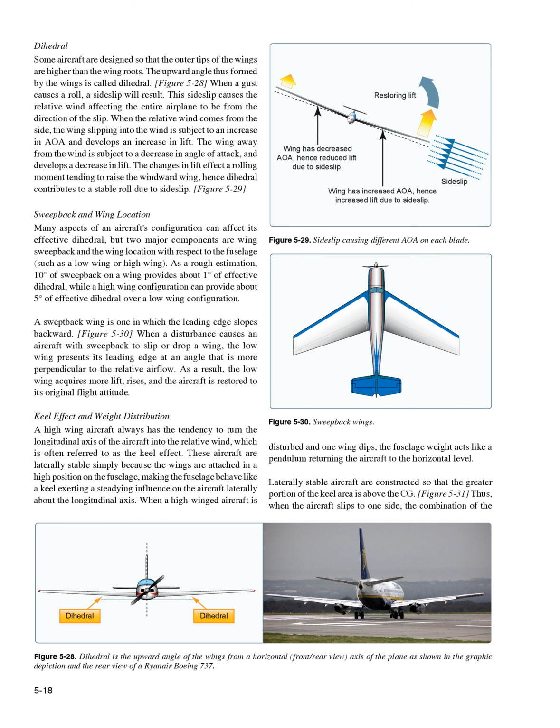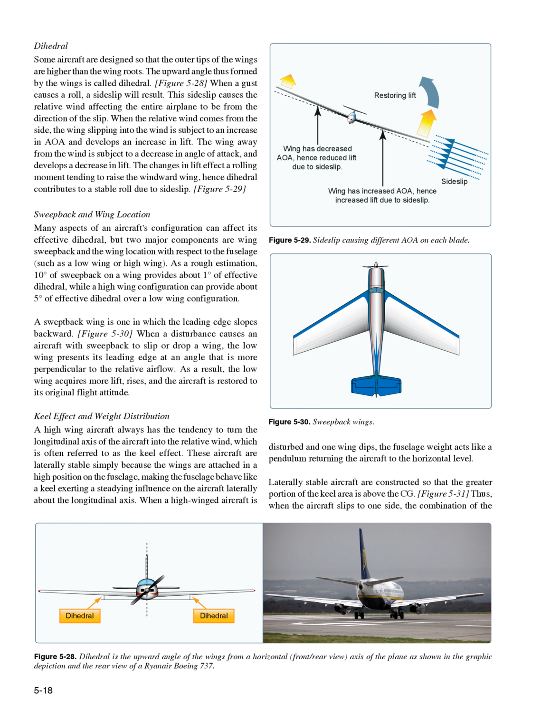A sweepback wing is one in which the leading edge slopes backward. Figure 5-30: when a disturbance causes an aircraft with sweepback to slip or drop a wing, the low wing presents its leading edge at an angle that is more perpendicular to the relative airflow. As a result, the low wing acquires more lift, rises, and the aircraft is restored to its original flight attitude.